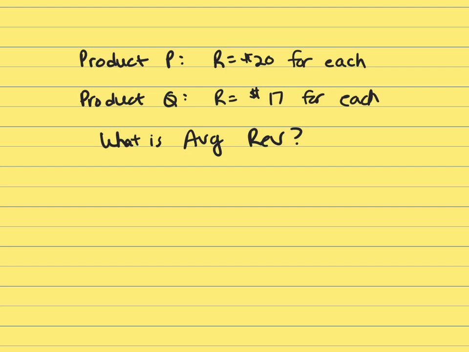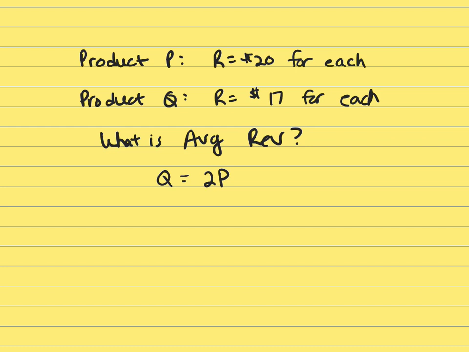We're trying to find the average revenue for these two products. And it tells me that last year the manufacturer sold twice as many units of Q as P. So the number of units of Q would be twice the units of P. Now, how do you find average?